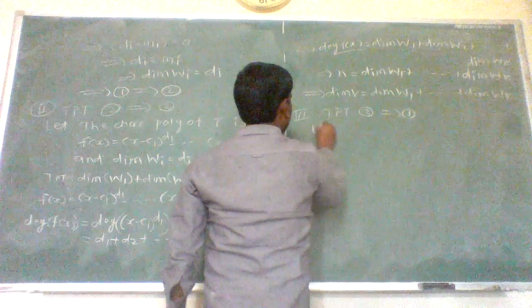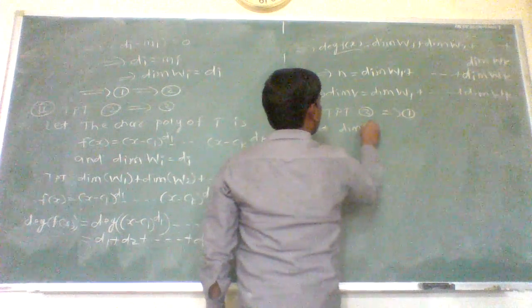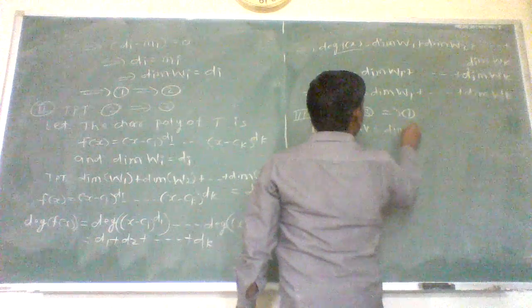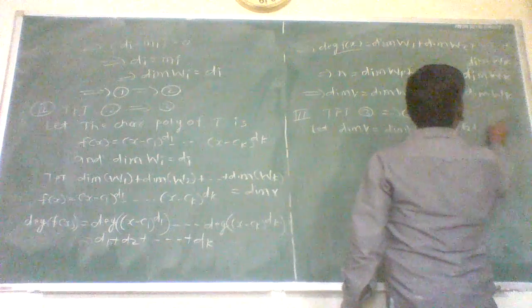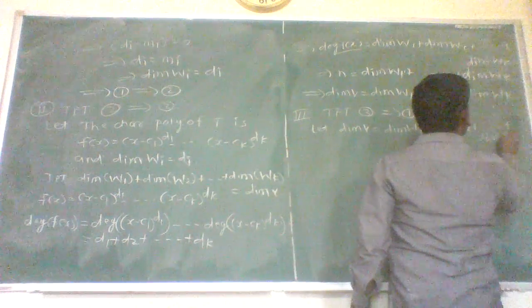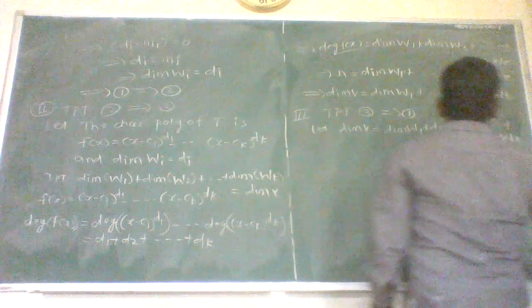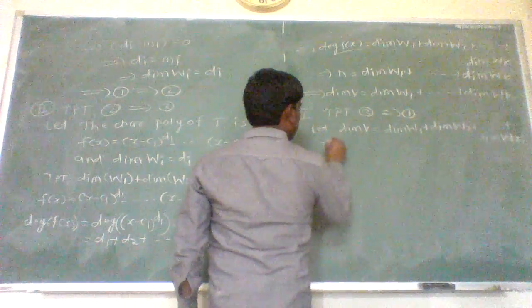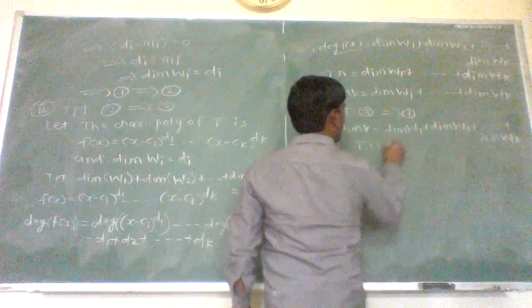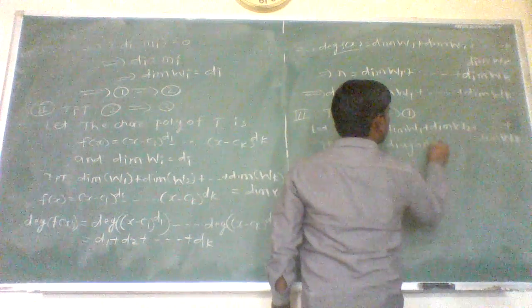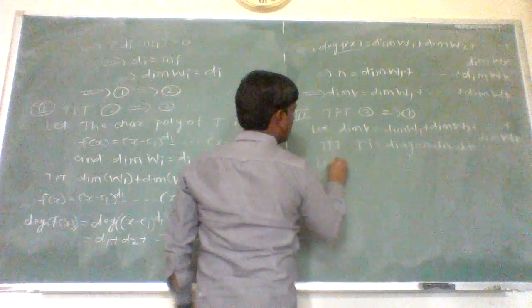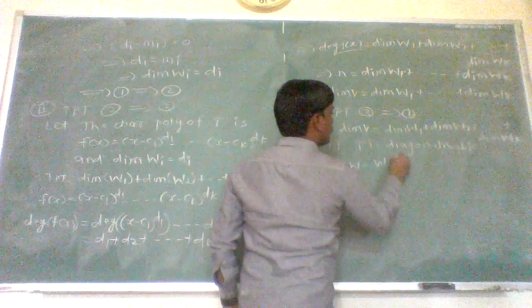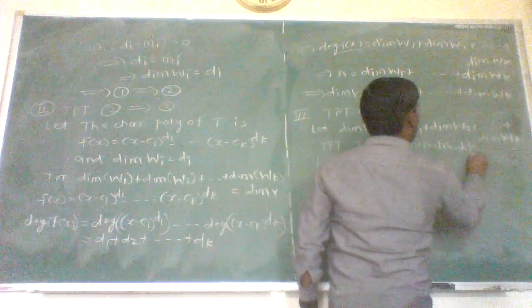That is, here we have to take dimension of this V is nothing but dimension of W1 plus dimension of W2 plus up to so on plus dimension of Wk, and we have to prove that T is diagonalizable. Okay. Now from previous theorem, let W be equal to W1 plus W2 plus up to so on plus Wk, which is a subspace of vector space V.